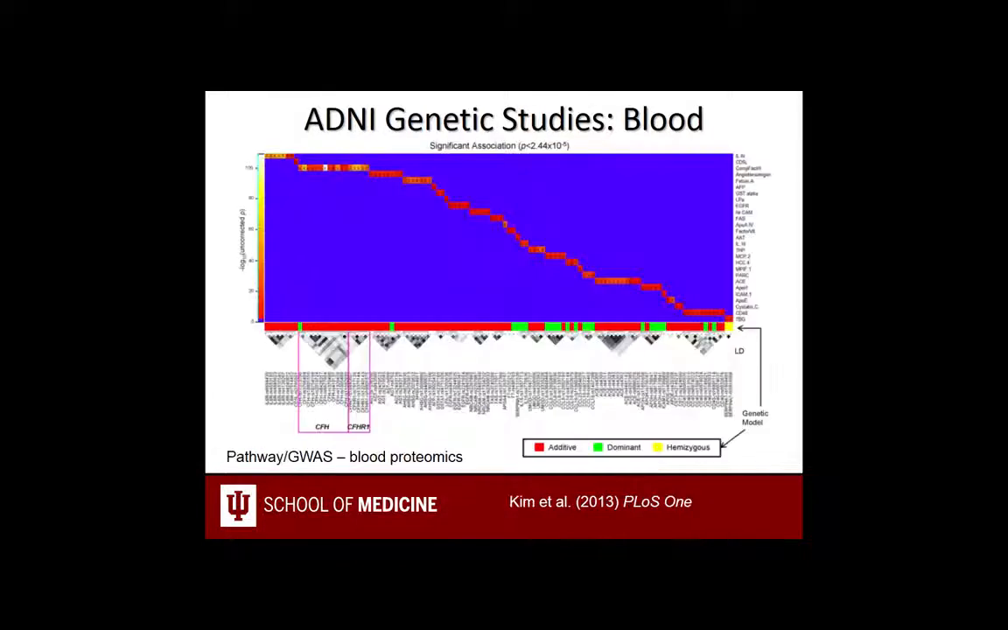This was a study actually from our lab, which was trying to link proteins in blood samples to their specific coding gene, and looking at the association of how strongly different types of genetic variants in those genes predicted blood biomarkers of certain protein levels.